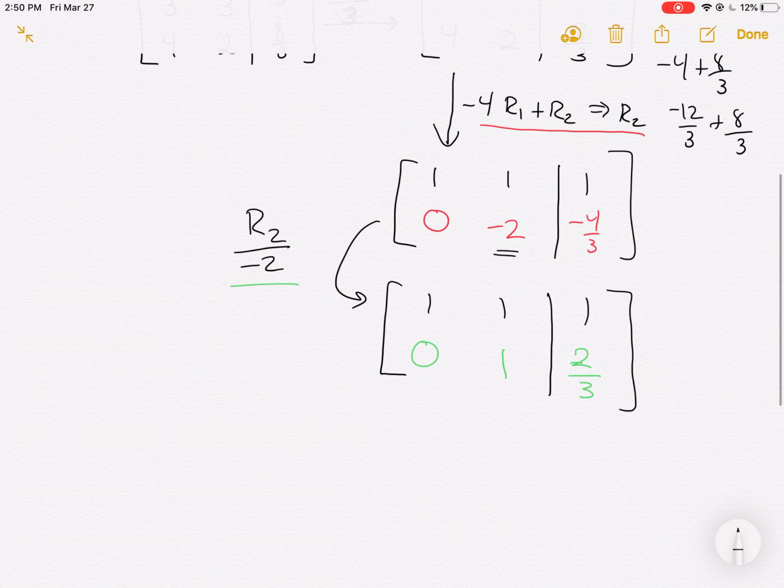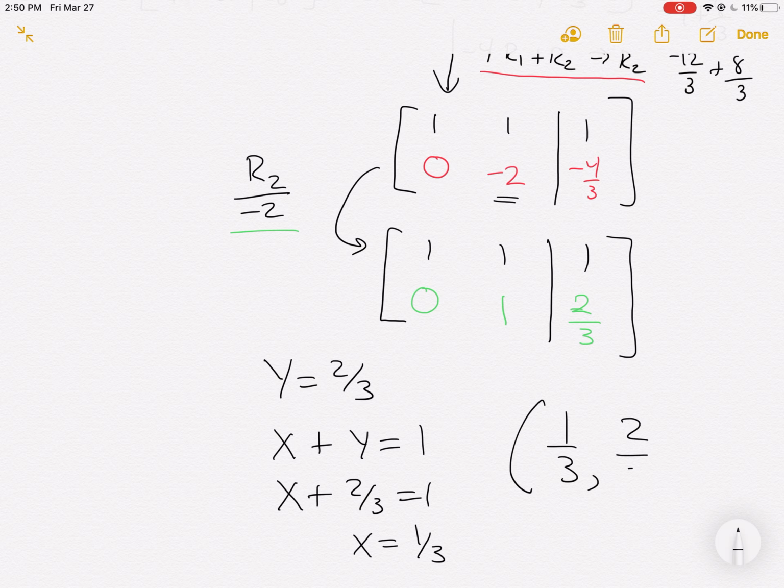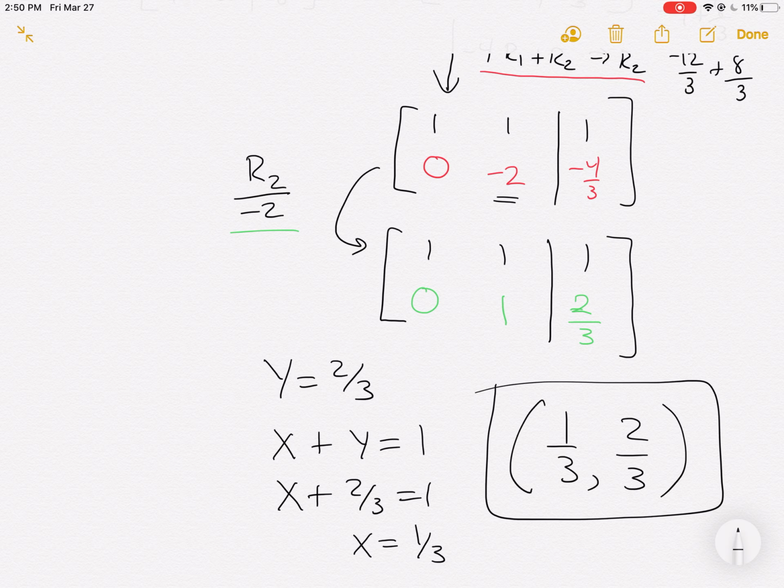So now I can read my answer. What I know right now is that y is equal to 2/3. I got half my answer right there. And I also know that x plus y is equal to 1, or x plus 2/3 is equal to 1, or x is equal to 1/3. And so what's my answer? It's the x and the y put together, right? It's an ordered pair answer. That's an example of how to use this reduced row echelon form in order to come up with the answer.